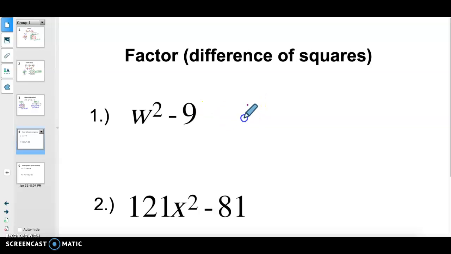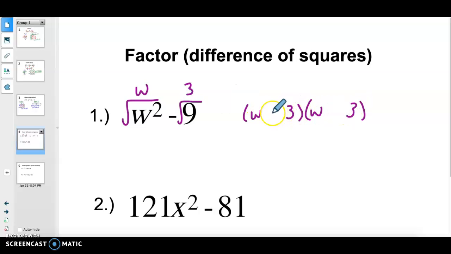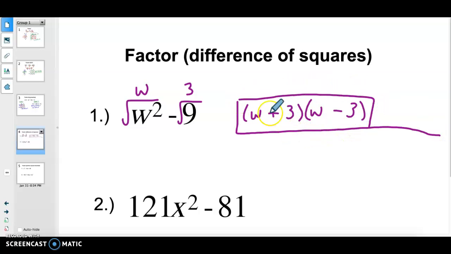The shortcut you can use is you set up your two parentheses, and then the square root of the first term, which is w, goes in the first position. So w goes here, w goes here. Square root of the second term, which is 3, goes here and here. And then with difference of squares, one gets a plus sign and one gets a minus sign. So that is our first special case. If you were to multiply this back out, you would notice you'd get a plus 3w and a minus 3w, which would cancel out, which would equal 0, which would give you no middle term.